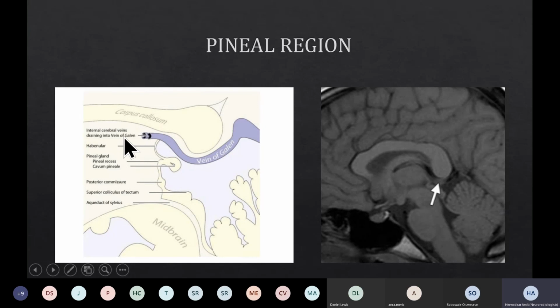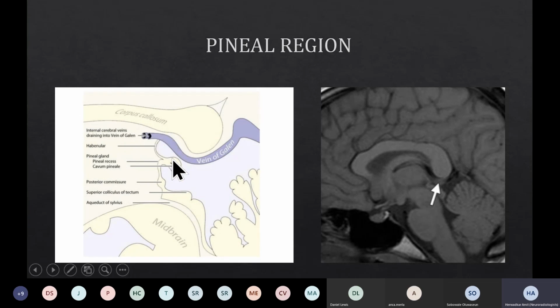Just underneath the splenium over here, in the roof of the third ventricle. Remember, we are here in the third ventricle in the midline. So this is the roof of the third ventricle. We've got the internal cerebral vein in the midline. Just lateral to the internal cerebral vein, not shown over here, are the columns of fornix, but we'll see that in a minute.